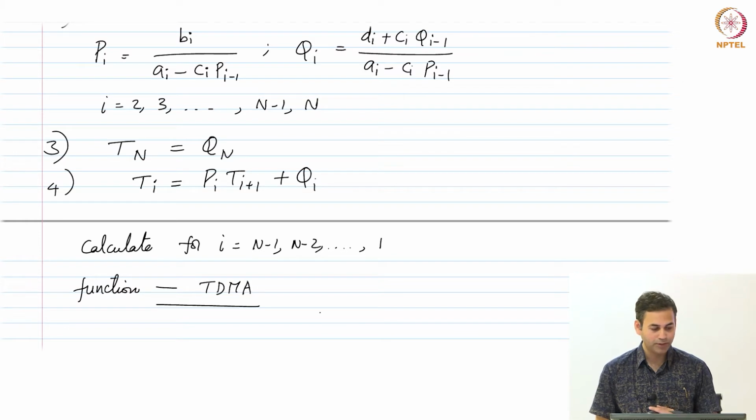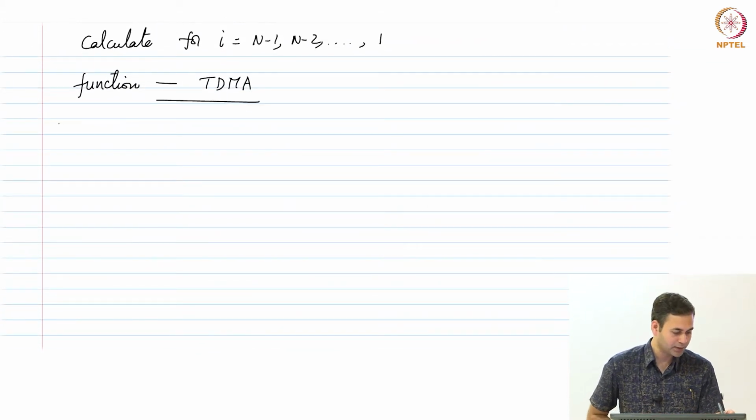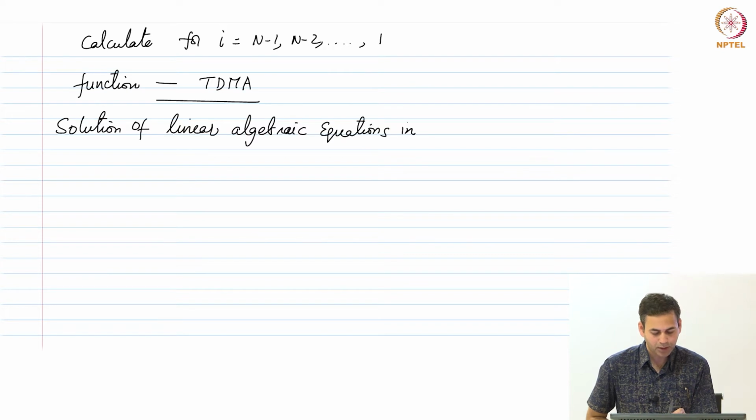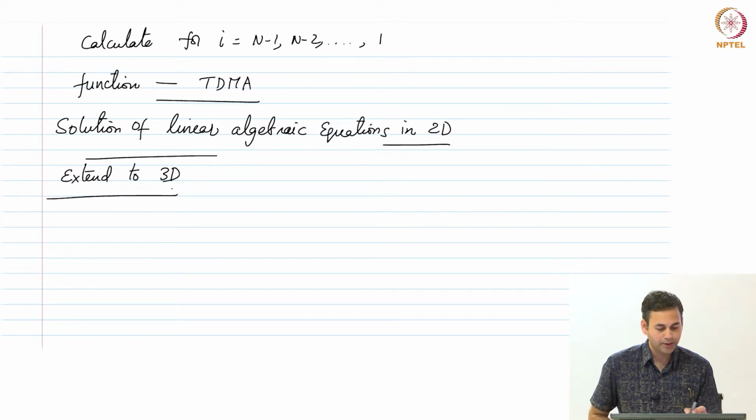Then let us move on. We will continue to look at the solution of linear algebraic equations for the 2-dimensional and 3-dimensional situations. So, this is again the solution of linear algebraic equations in essentially 2D. Of course, you can easily extend this to 3D as well. The same concept you can extend.